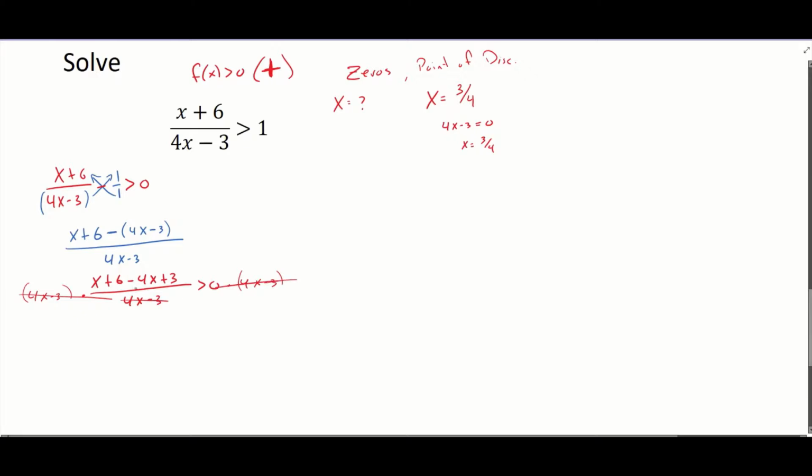So really what we're left with is, when I combine like terms, the x minus 4x, which is negative 3x. And then we have the positive 6 plus 3, which is plus 9, greater than 0. Move the 9 over, etc., etc.